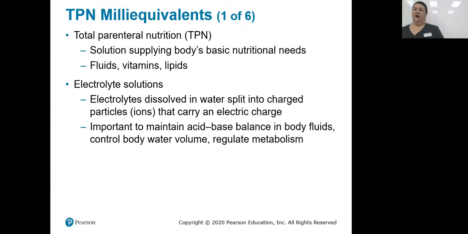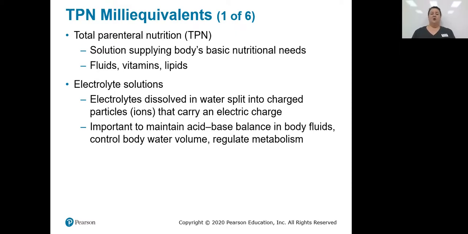Lipids, of course, being fats, and our body needs a certain amount of fat in order to thrive, believe it or not, as much as we are trying to remove that from our diets all the time. So when it comes to electrolyte solutions, because we will also add vitamins and electrolytes into these TPN solutions, the electrolyte solutions themselves are going to be dissolved in water and split into charged particles or ions that carry an electric charge.